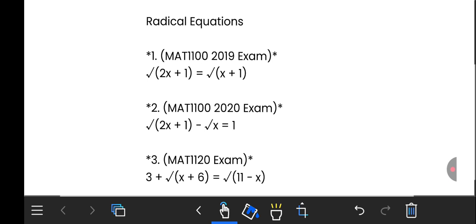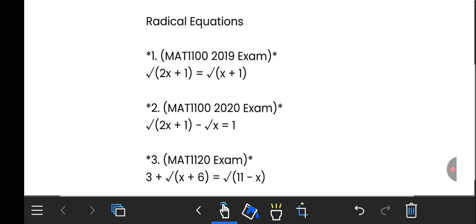Then the second question is coming from Math 1100 2020 exam, and it is square root of 2x plus 1 minus square root of x is equal to 1. Then the third question is from Math 1120 exam, that is 2023-2024 exam, that was for the last year exam, and it is 3 plus square root of x plus 6 is equal to square root of 11 minus x.